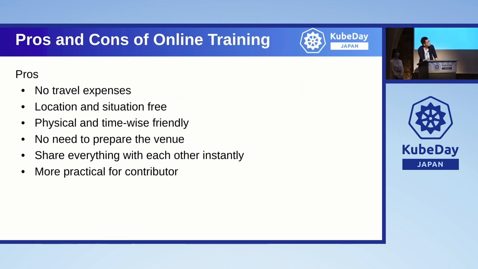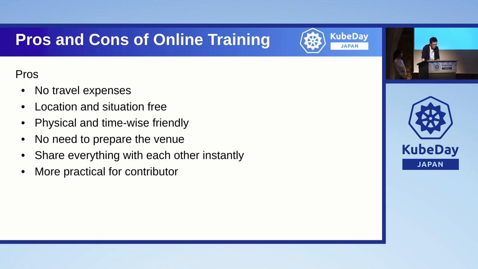Here are some pros and cons. And pros first. No travel expenses. The first pro is that there are no travel expenses. It means that the barriers to participate are lowered. People with a limited travel budget, like students, can participate.